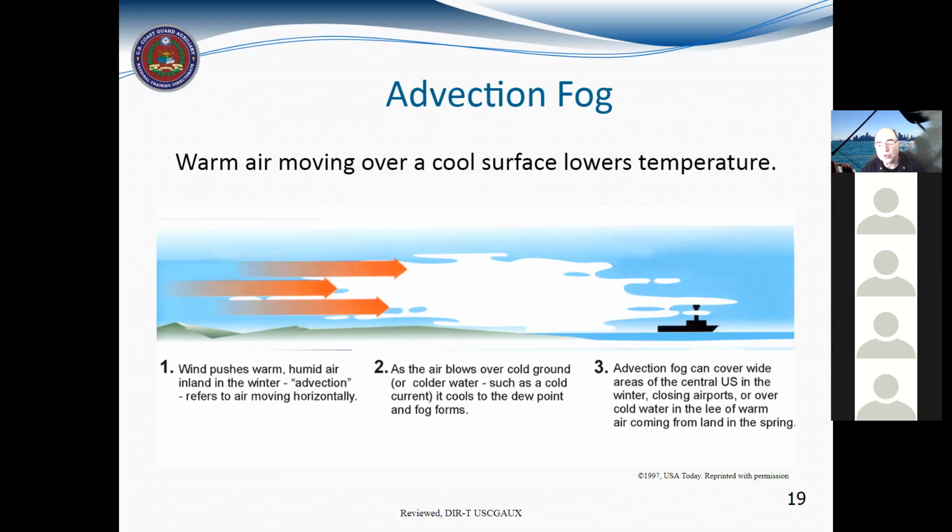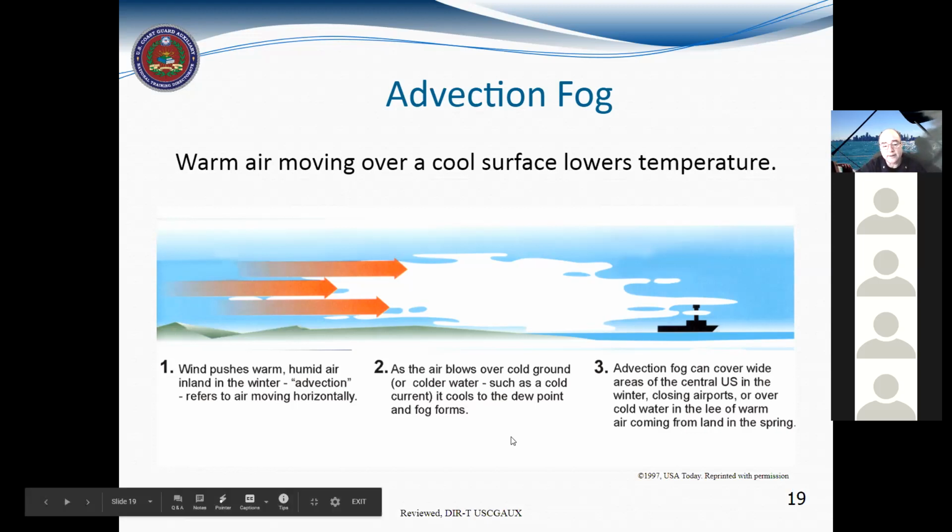Two, as the air blows over cold ground, or in this case cold water, such as a cold current area, it cools to the dew point and that fog forms. Sometimes you'll have that on the East Coast when the warm air blows over the cold ocean. Advection fog can cover wide areas of the central U.S. in winter, causing problems for airports, or over cold water in the lee of warm air coming from land in the spring. So that's where you have a parcel of air moving, and that air goes over a cool surface, and as it cools, it creates fog.